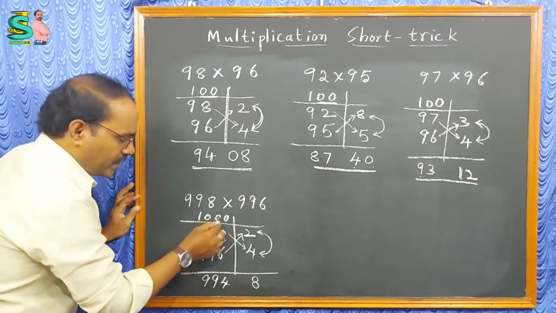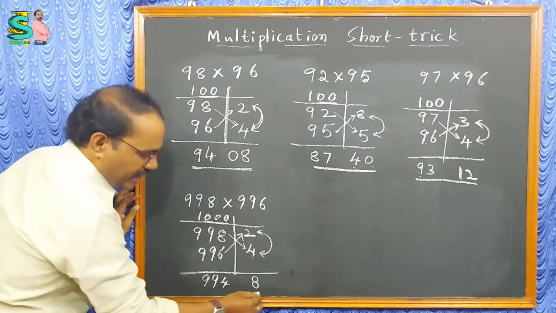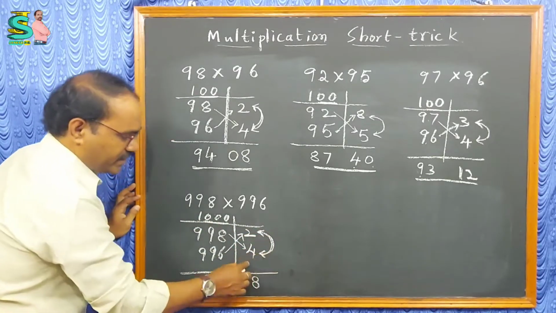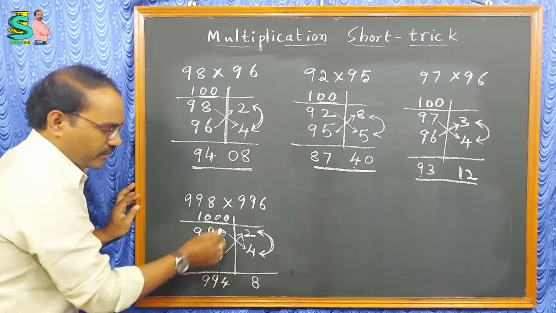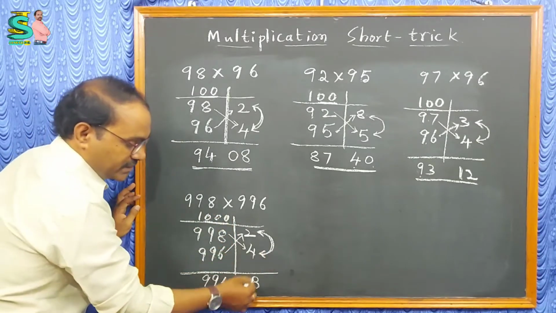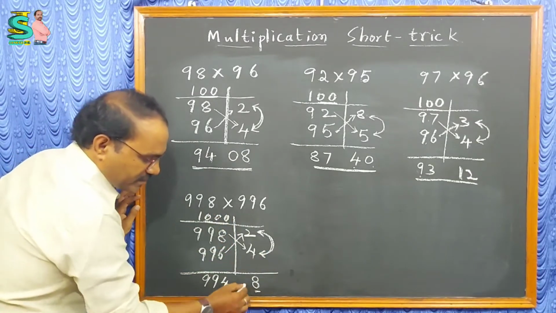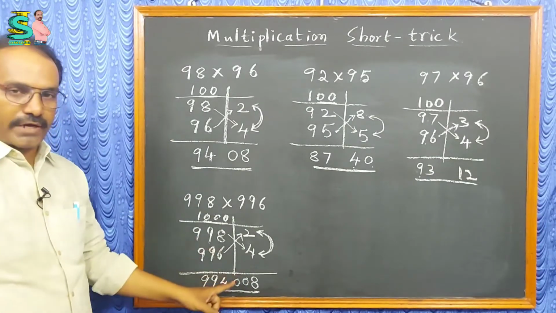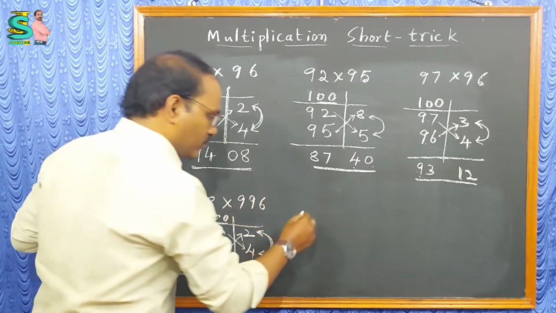But remember that here 3 zeros are there. That's why the product of these two numbers must be a 3-digit number. Why? 3 zeros are there, so 3-digit number. Only 1 digit comes, that's why you should write 2 zeros. This one is your product. Okay, one more question.